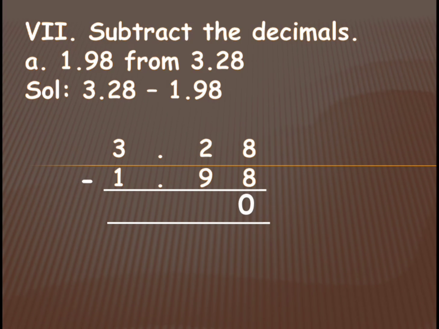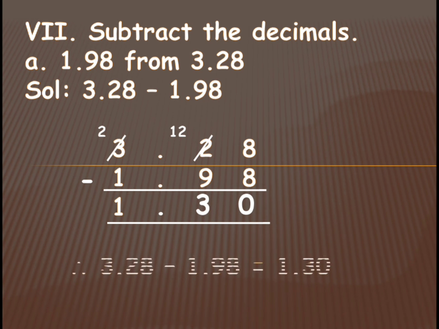In tenths place 2 minus 9, which you cannot do. So you need to borrow. From where will you borrow? From ones place you need to borrow. Then 3 in ones place becomes 2 and here 2 becomes 12. Okay, 12 minus 9 will give us 3. So you will write 3. Now place the dot. Now 2 minus 1 in ones place. 2 minus 1 will give us 1. So finally what will you write? Therefore 3.28 minus 1.98 is equal to 1.30, or otherwise you can write 1.3 also.